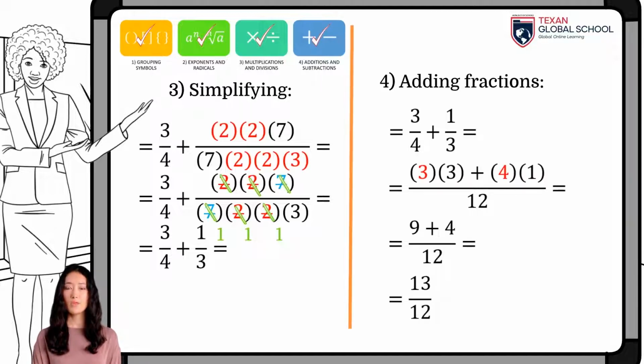The least common multiple of 4 and 3 is 12. Hence, 12 divided by 4 is 3, times the numerator, 3. Then 12 divided by 3 is 4, times the other numerator, 1. We perform the operations and obtain a final fraction of 13/12.